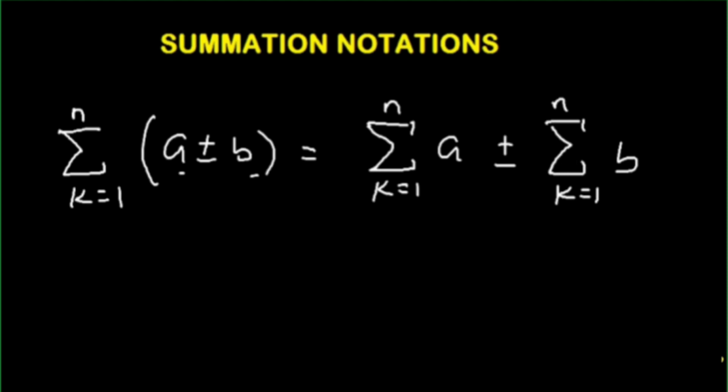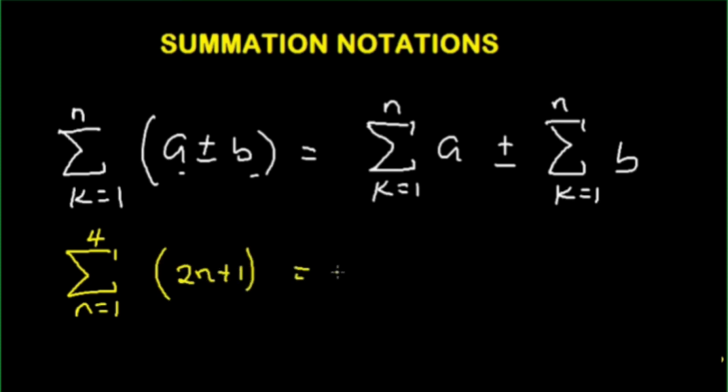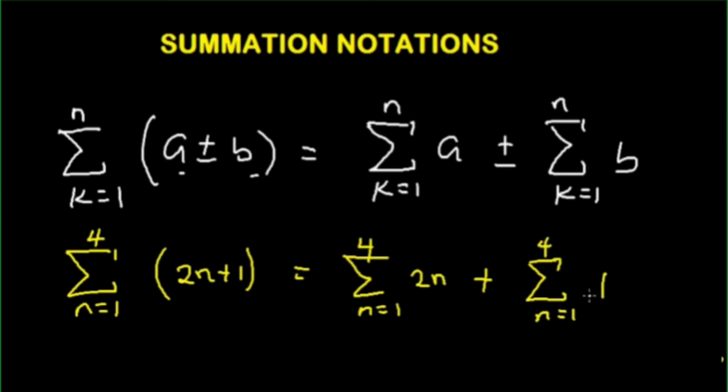Let's take, for example, a notation like this, stopping at 4 and starting from 1, and you have 2n plus 1. That means you can as well write this as the notation of 4 starting from 1 of 2n, plus another notation ending at 4 and starting from 1 of 1. You can write it like this.